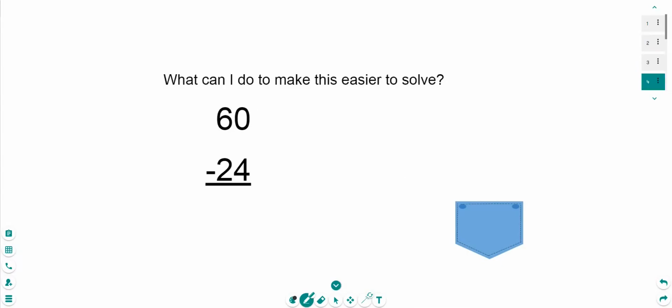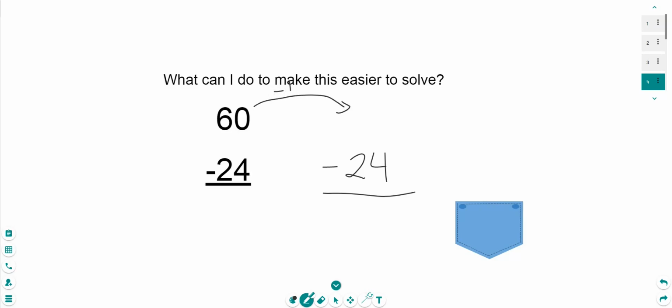So we're going to take what we just explored there and see if we can apply it to make this question easier to solve. So we are going to leave subtract 24 the same. We're not going to play with that number. We're only going to play with the first number. 60 is not very easy to work with. So let's change 60 into a number that's easy to work with.